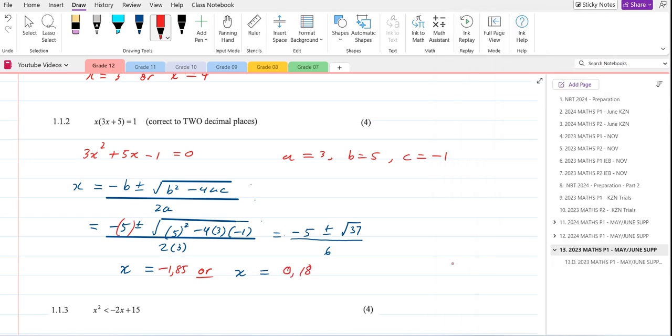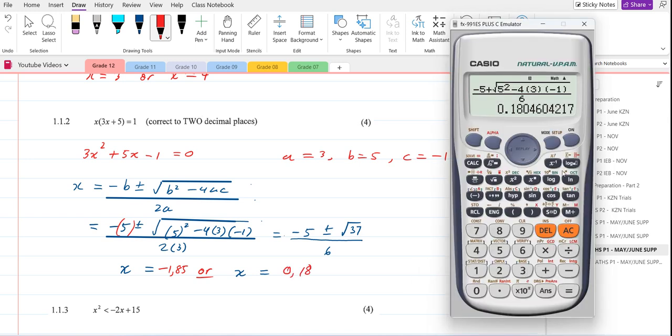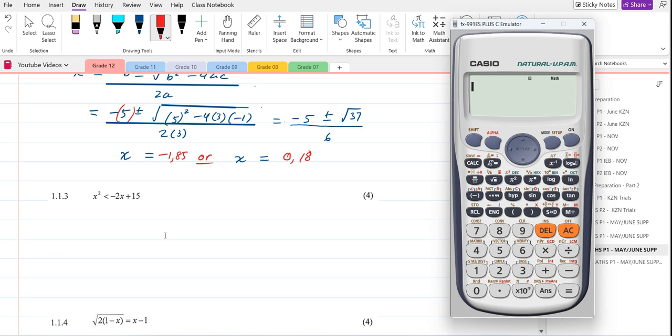Now I just want to check this with the calculator: mode 5 3. Why are we selecting option number 3? Because that's the one that's quadratic. So a is 3, b is 5, and c is negative 1. I just want to see if I'm getting those two answers. Yes, 0,18, and the second answer negative 1,85. I hope you guys understood that. So just use the quadratic formula and put it into the calculator. Moving on to the next problem.